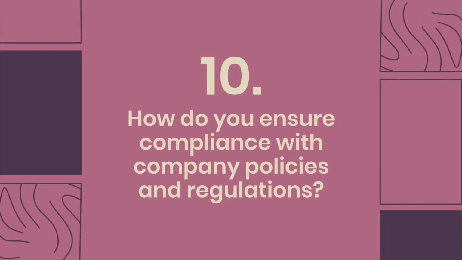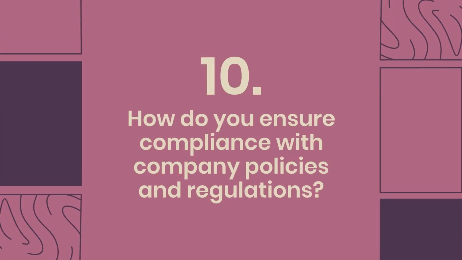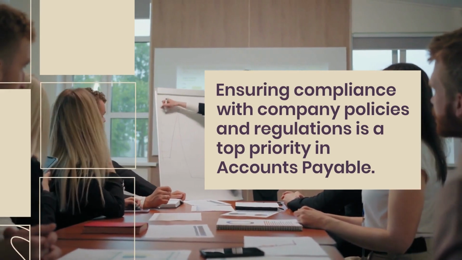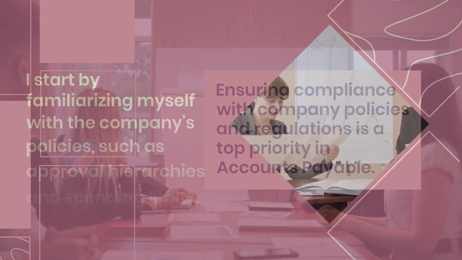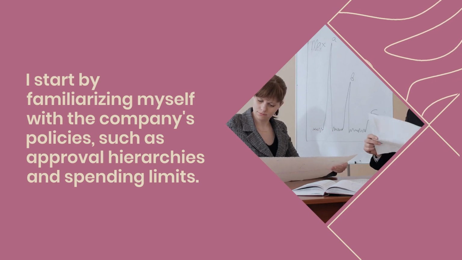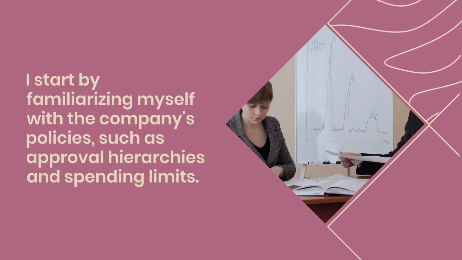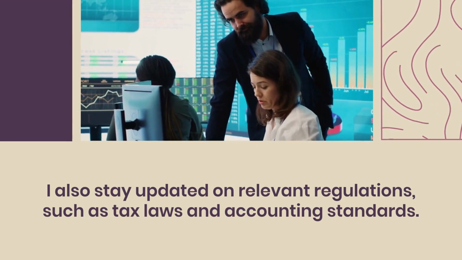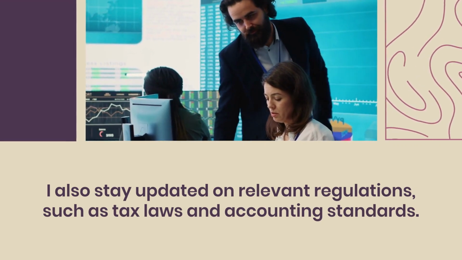10. How do you ensure compliance with company policies and regulations? Ensuring compliance with company policies and regulations is a top priority in accounts payable. I start by familiarizing myself with the company's policies, such as approval hierarchies and spending limits. I also stay updated on relevant regulations, such as tax laws and accounting standards.